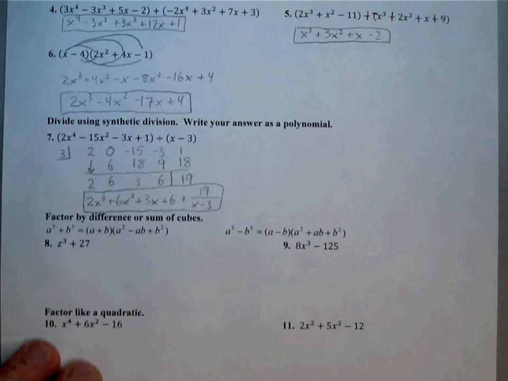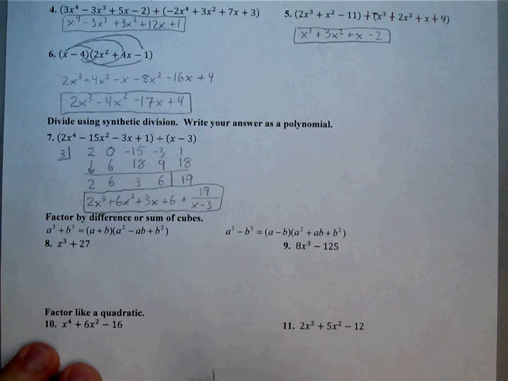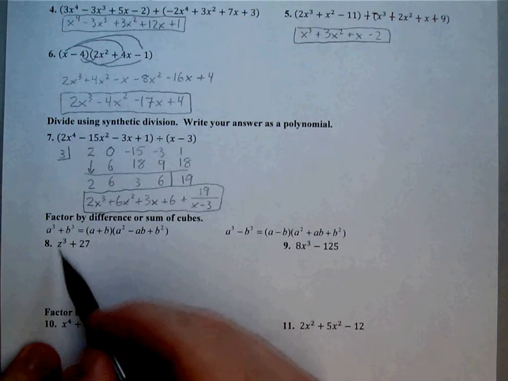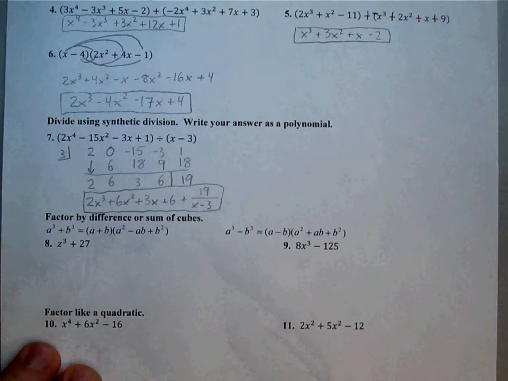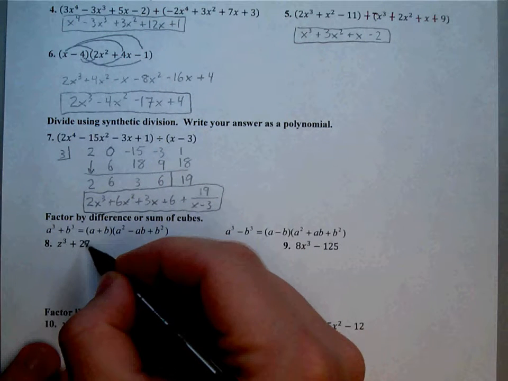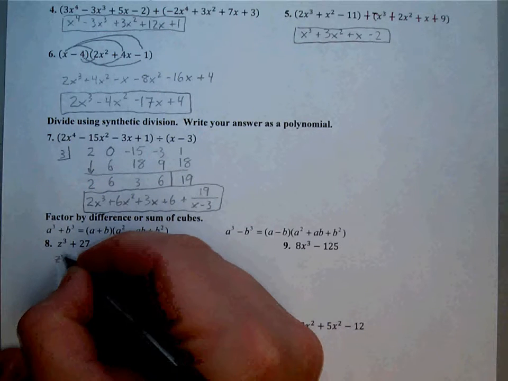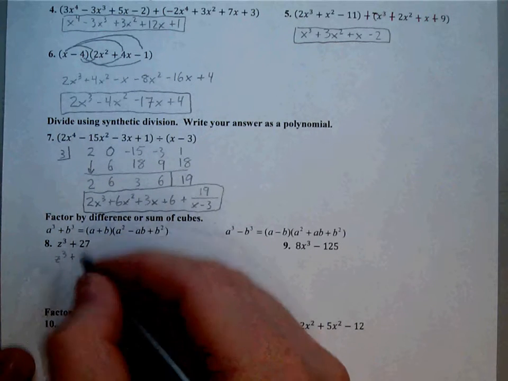Now we get into factoring. Notice the formulas for sum and difference are both given to us. They will be given to you in the same format on the test. Okay, z cubed plus 27. So 27 is not written as a perfect cube. I would want to start off by doing that first. That way it's the same format as the formulas.